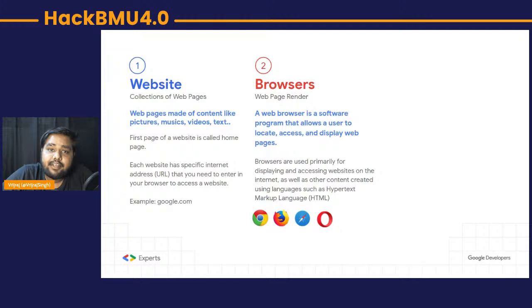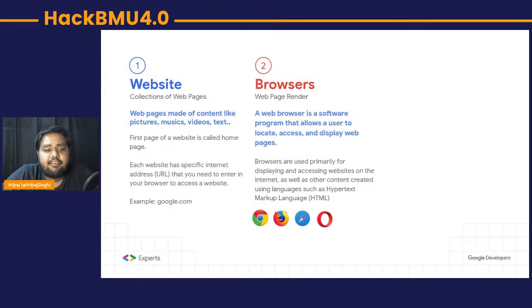For example, if I talk about Google Chrome, the rendering engine is named Blink. Inside Blink, we have the Chrome V8 engine, which is responsible for running your JavaScript code. If I talk about Mozilla, we have SpiderMonkey, and if I talk about Opera, we have WebKit. So each browser has its specific rendering engine.